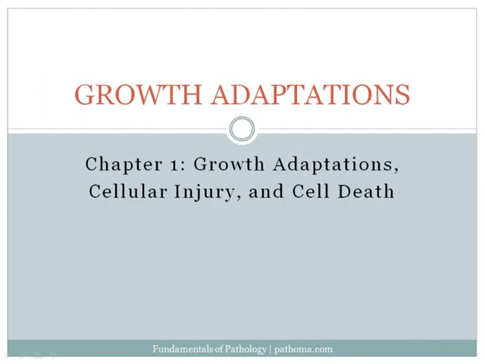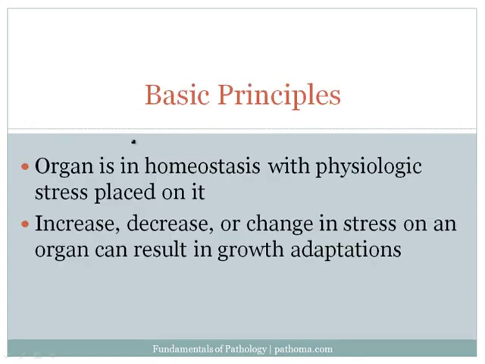The first section that we want to cover is growth adaptations, and this is obviously the first section in Chapter 1 of your text. A few basic principles before we begin. The first is that an organ is in homeostasis with the physiologic stress placed on it. So we can take any example. Take the heart, for example. The heart has the function of pumping against the systemic blood pressure, and it pretty much is in homeostasis when it deals with that physiologic stress.